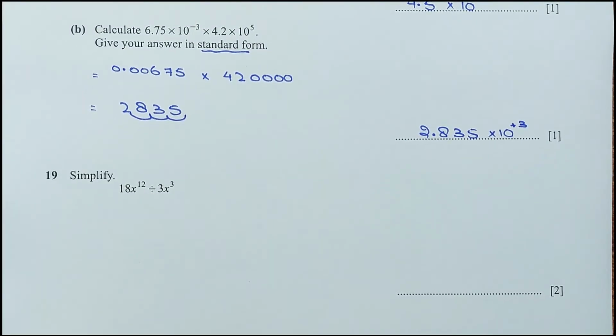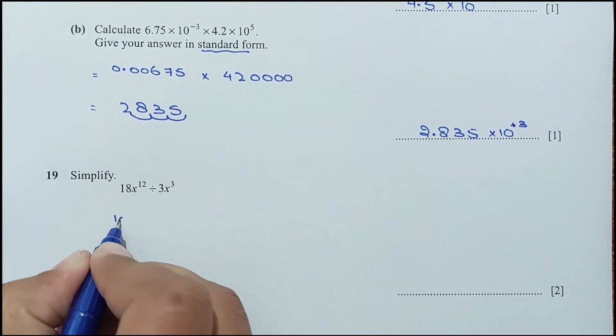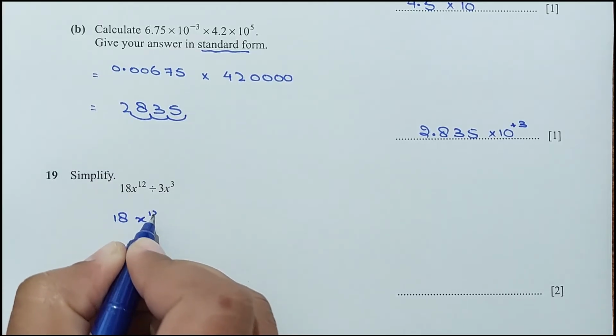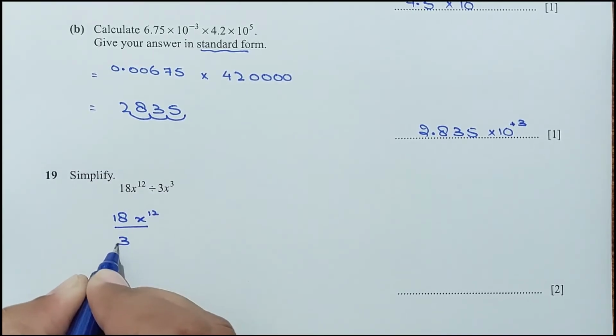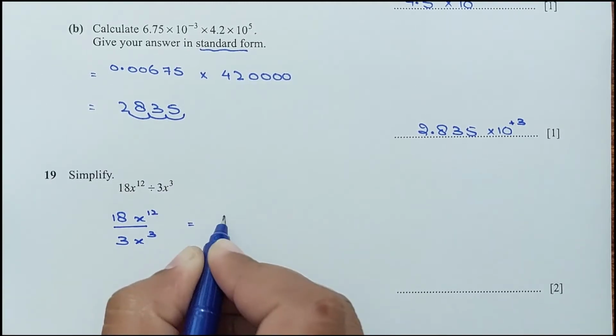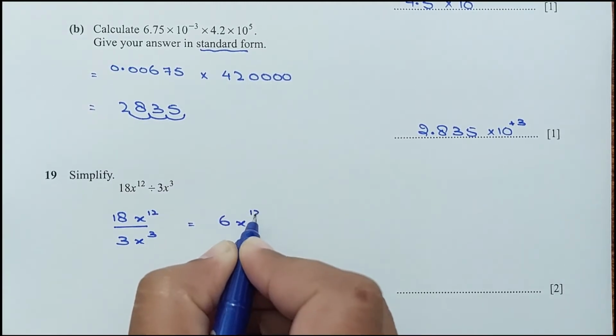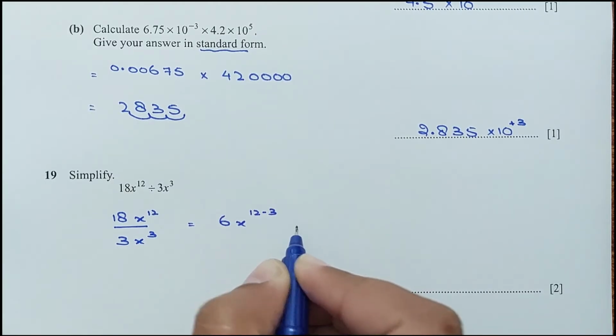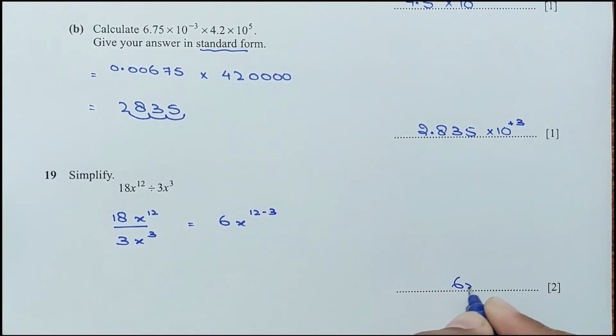Now number 19, simplify this. So this is 18x^12 over 3x^3. We know that 18 divided by 3 is 6, and x to the power 12 minus 3 is x to the power 9. So the answer is 6x^9.